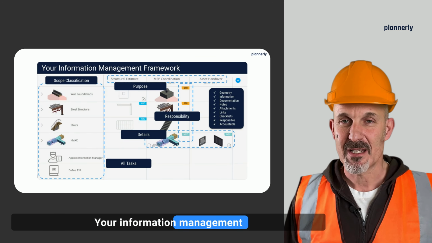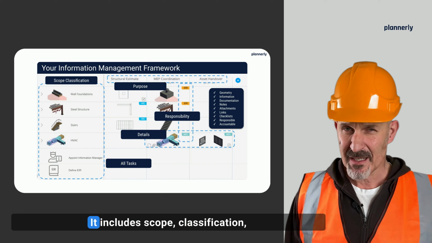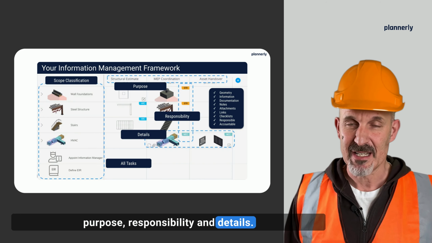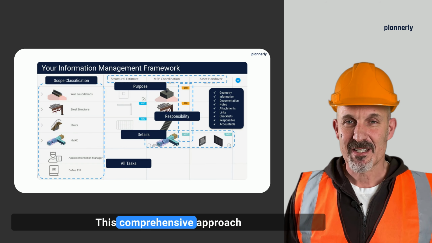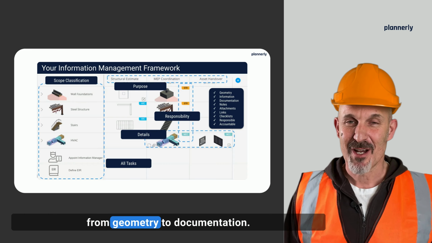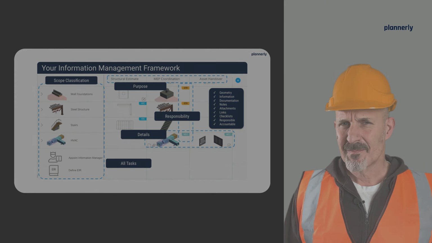Your information management framework is outlined here. It includes scope classification, purpose, responsibility, and details. This comprehensive approach ensures all project aspects are managed effectively, from geometry to documentation.